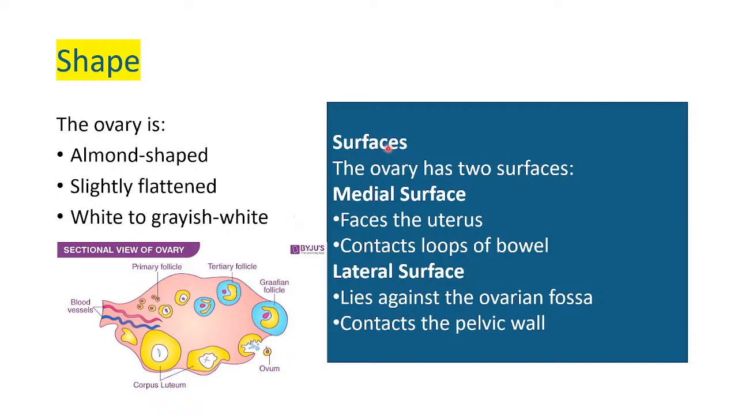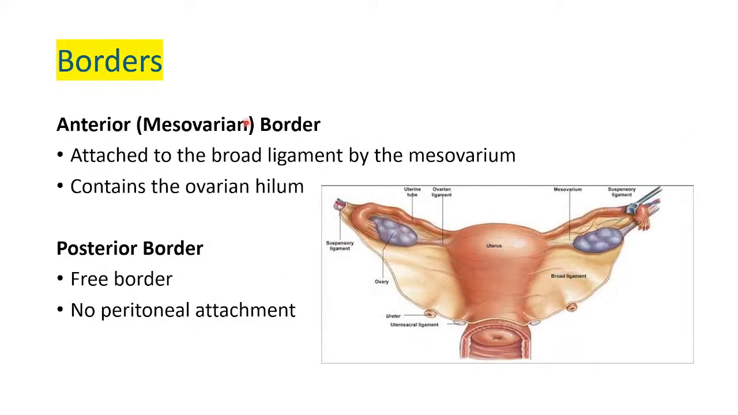White to grayish white, that's the color. The ovary has two surfaces. The medial surface faces the uterus and contains loops of bowel. The lateral side lies against the ovarian fossa containing the pelvic wall. Now the borders of an ovary: the anterior mesovarian border is attached to the broad ligament by the mesovarium and contains the ovarian hilum.